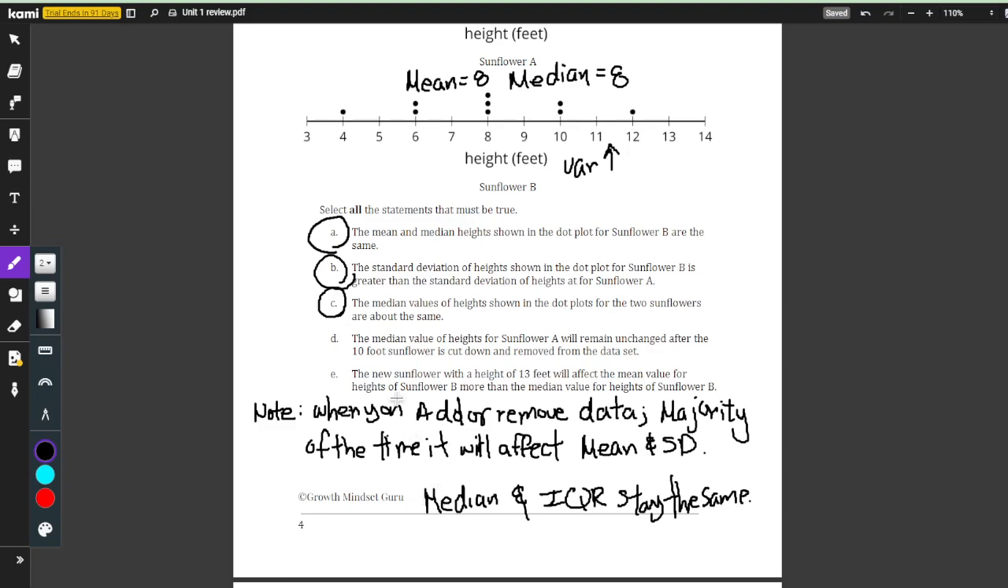Okay. So just that note. With that note involved, we're looking at D. If you take 10, it says it will make it unchanged. It will not affect the median, which we just said. So that means, yes, that is correct. We are going to circle that. And then if you do 13, it says it's going to affect the mean, but not the median. So, yes, that's correct. So in this case, all five of these questions are correct. That's good for us. These are the explanations for each one.